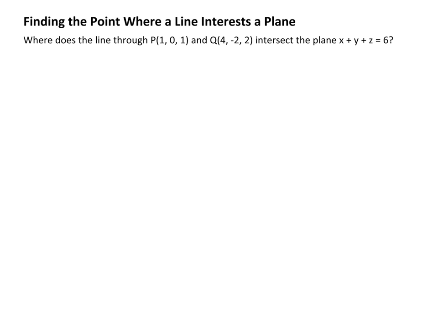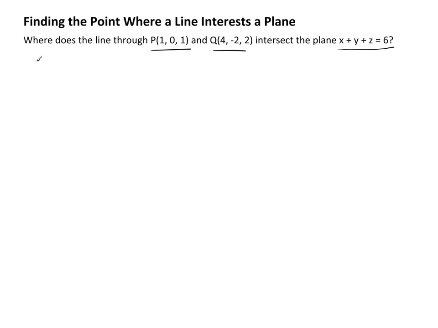So suppose I have this plane, which I'm going to identify as x plus y plus z equals 6, and I have 2 points, P and Q, and what I'm interested in is where the line that goes through points P and Q actually intersects the plane. Well, the first thing I'm going to do is identify a couple of vectors here.